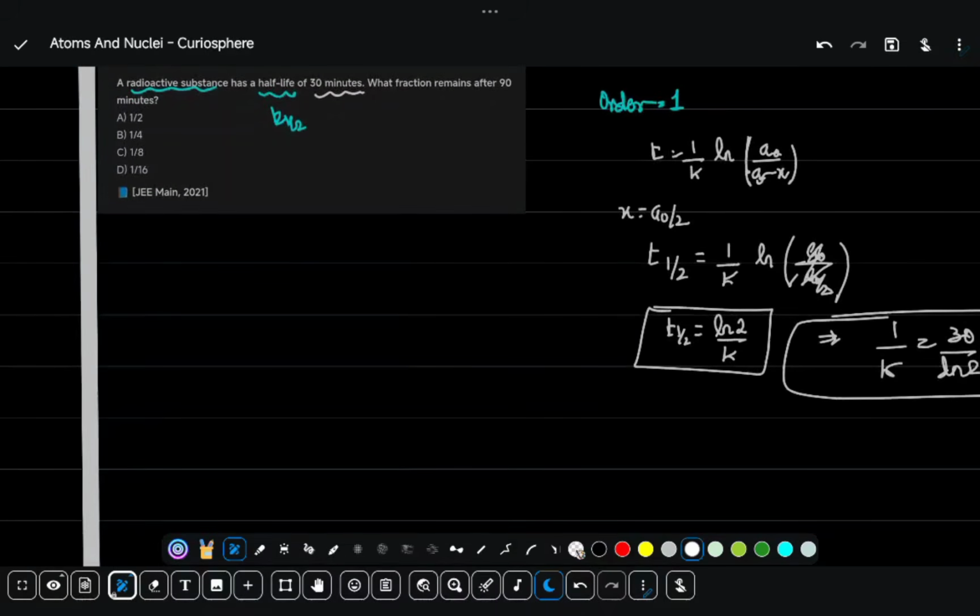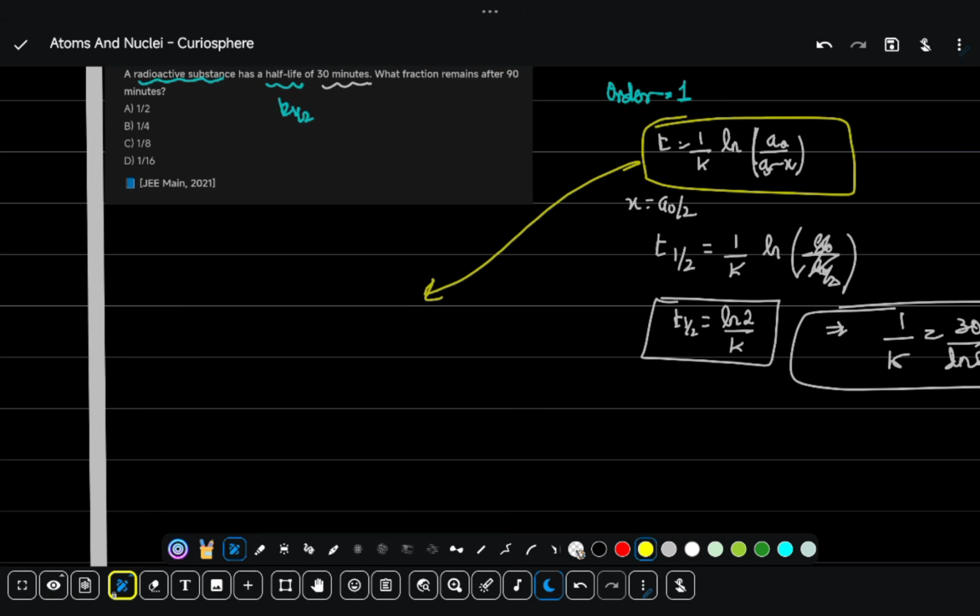Now coming back, you substitute this into the formula. They are asking for the amount after 90 minutes. In such cases, they give the value for one particular thing and ask for the value of another. For half-life, they have given the time, and they are asking how much substance will remain after this much time. So you have to use the same formula for two different cases. In one case, the time is given and the amount of substance is also given.